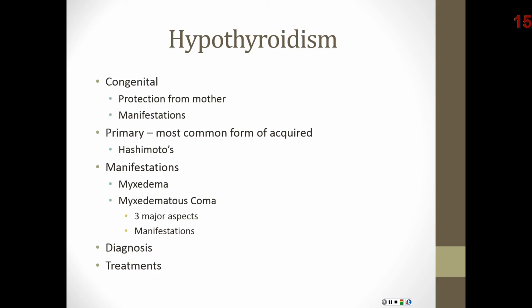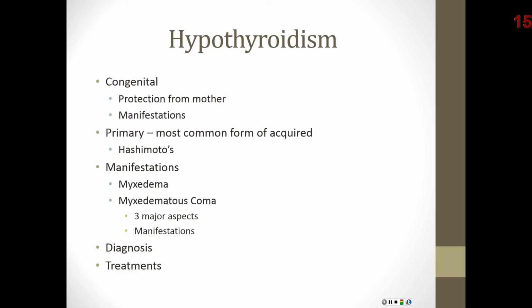And then myxedematous coma is a very severe form of hypothyroidism. Again, it's still linked and associated with Hashimoto's, but with hypothyroidism in general. And it's a severe case. It only really occurs when you have untreated hypothyroidism of any kind. If you have hypothyroidism and you don't provide some sort of hormone therapy, some sort of treatment for it, it is possible to move into this myxedematous coma state.